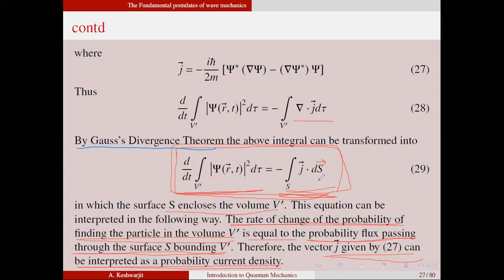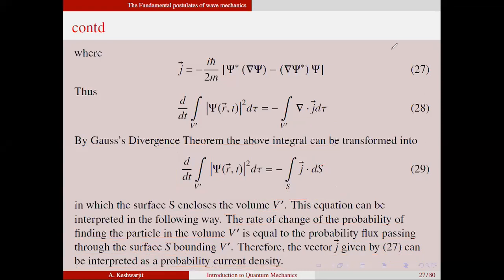Comparing this expression with the similar expression for fluid dynamics, we get that this J can be interpreted as the probability current density. In fluid dynamics, this will be simply current density, and this should be simply number density. In electrodynamics, this left-hand side will be nothing but the charge density, and J will be the current density.